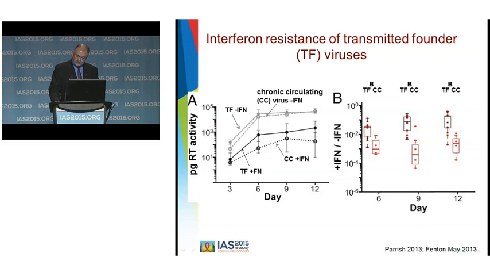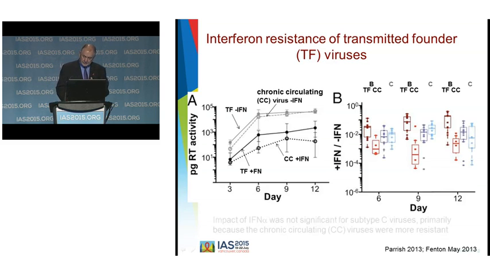The solid line is the transmitted founder viruses. This is a sum of a group of, I think, somewhere in the order of 20. And the dotted line is the chronic circulating virus IMCs. And then below in black are the effects of interferon on those viruses. And you can see that the chronically circulating viruses are impacted much greater. For subtype B, that's really obvious when one samples the amount of virus replication at day 6, day 9, and day 12, where at day 9 there's almost a 2-log difference in the ability of transmitted founder viruses to replicate relative to the chronic circulating viruses in the presence of interferon.